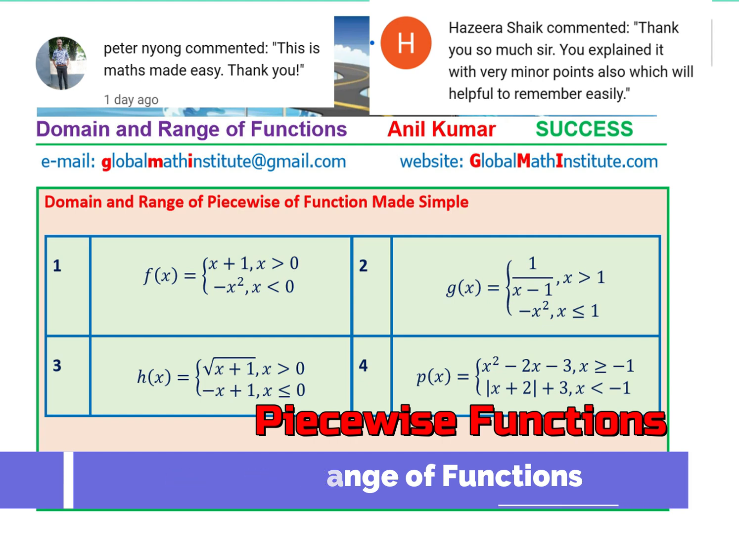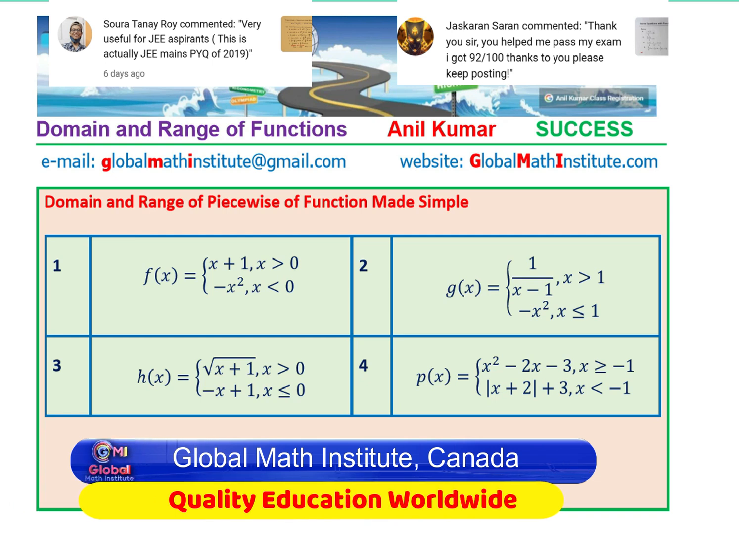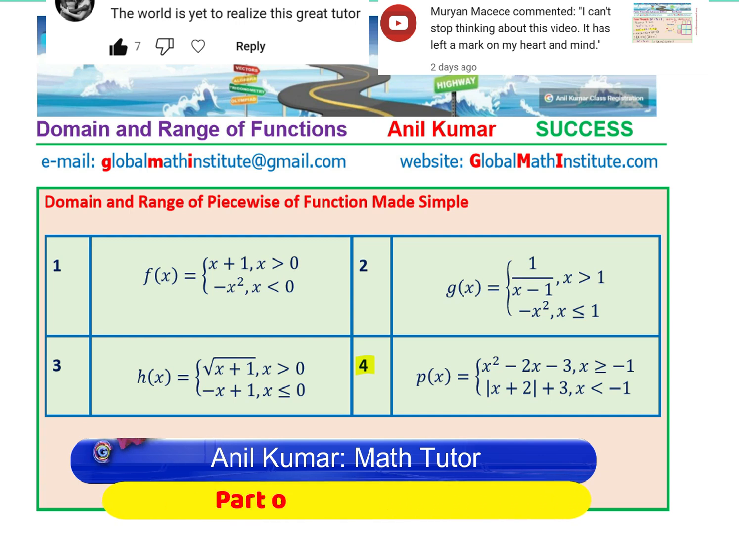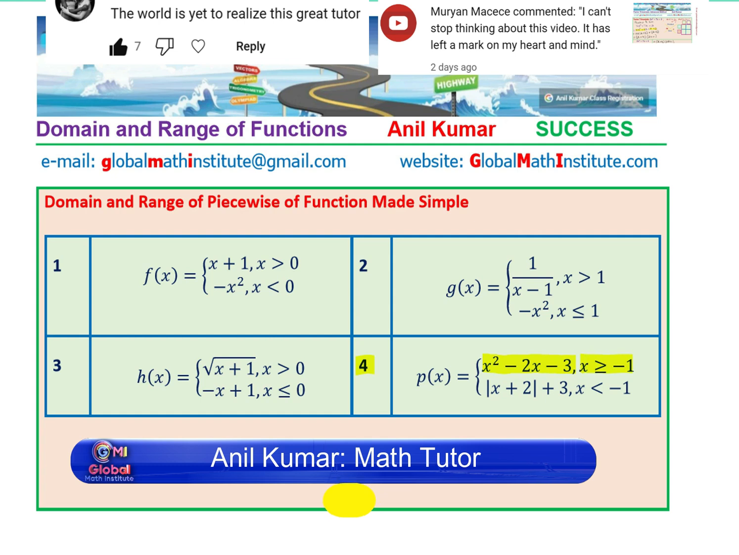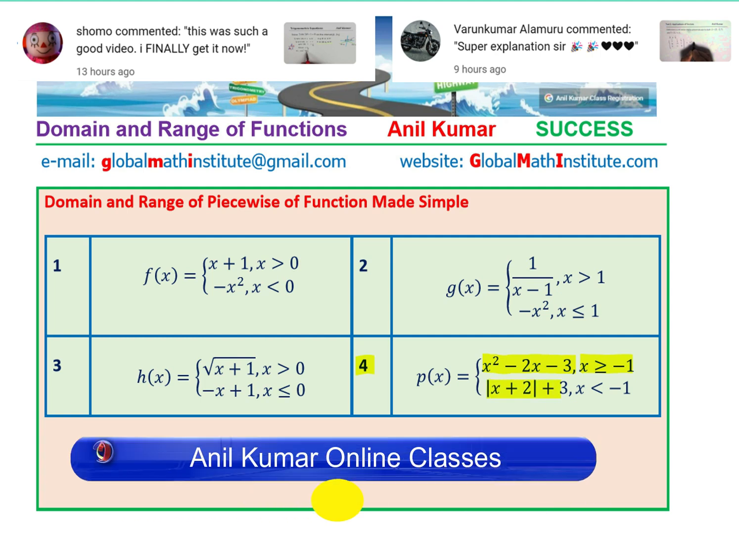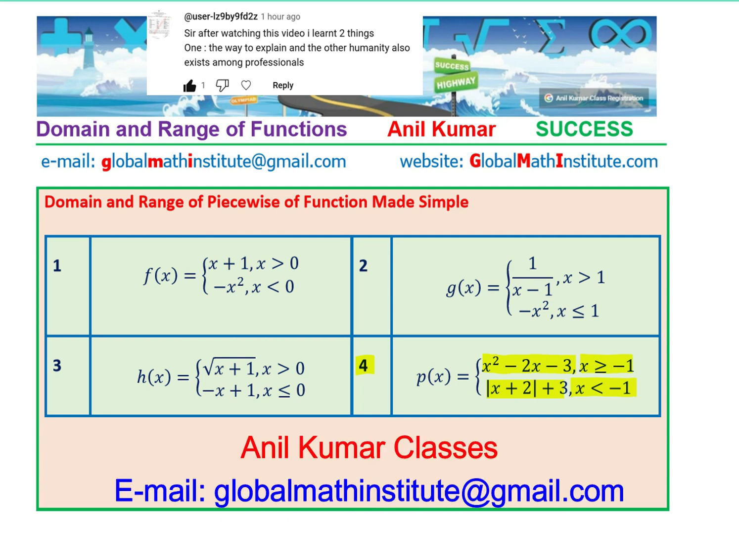Let us continue with understanding domain and range for piecewise functions. In this video, we'll discuss how to find the domain and range of question number 4, which is a quadratic function x squared minus 2x minus 3 when x is greater than or equal to minus 1. And then we have an absolute value function, absolute value of x plus 2 plus 3 when x is less than minus 1. In earlier videos, we already answered the first 3 questions.